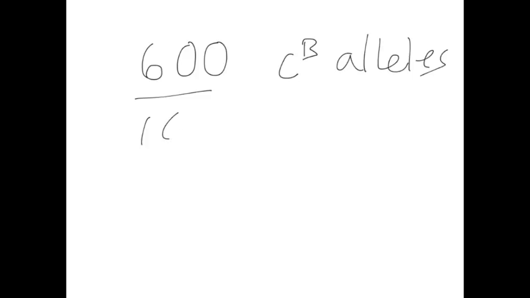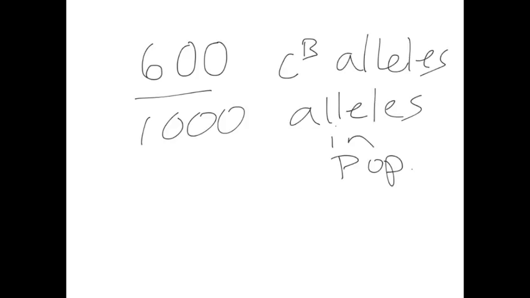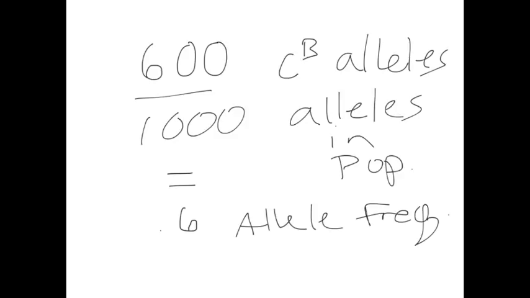Now that we know the number of alleles in the population, we can calculate allele frequency. You divide 600 CB alleles by the total of 1,000 alleles in the population. That gives us 0.6 as the allele frequency for the CB allele.